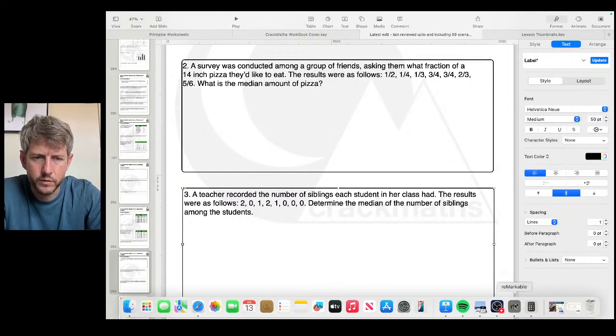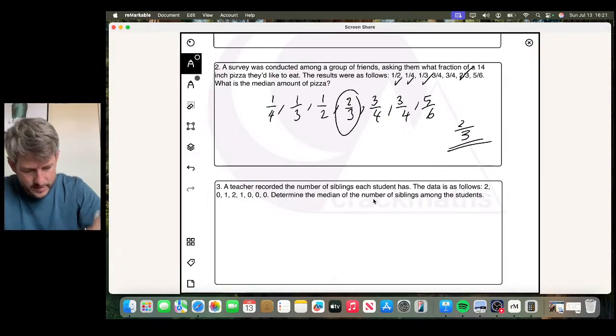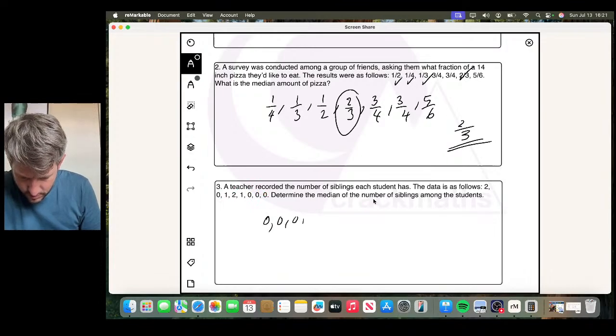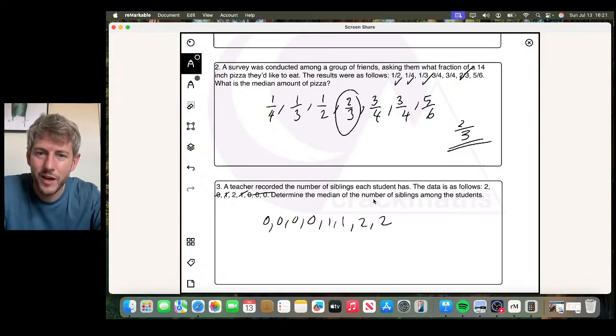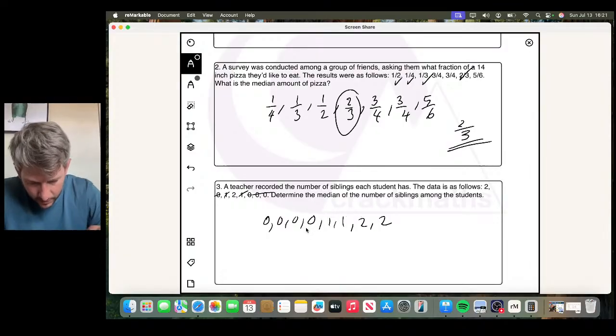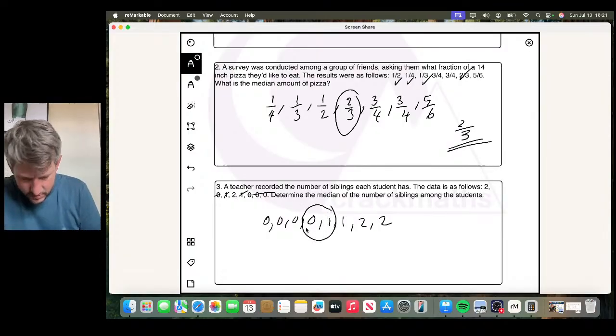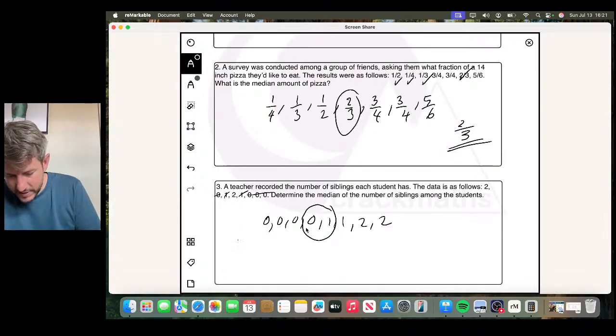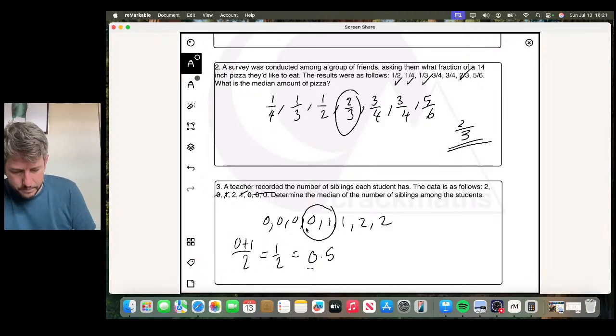Okay, so let's do this. Right, so let's put these in order. So we've got 1, 2, 3, 4 zeros. 1, 2, 3, 4. So that's them done. Then we've got 2 1s. Okay, and then we've got 2 2s. Okay, so right, how many numbers are there here? 1, 2, 3, 4, 5, 6, 7, 8. So there's 2 things in the middle. And I can see that that is here because we've got 3 things either side. So 0 add 1 divided by 2 equals 1 over 2 equals 0.5.